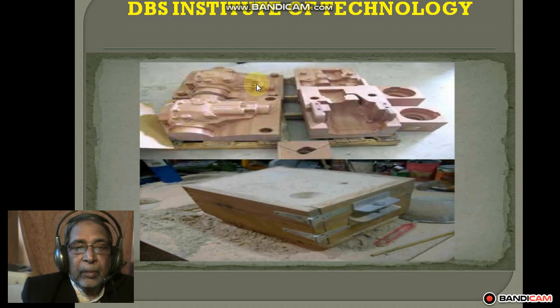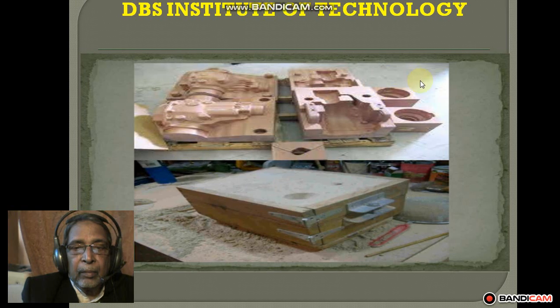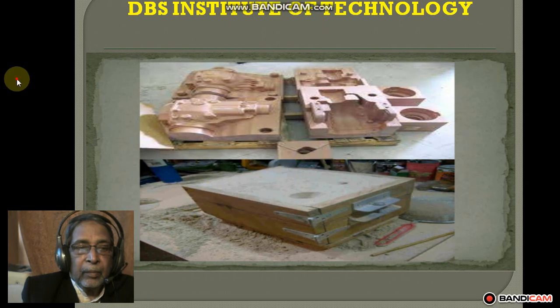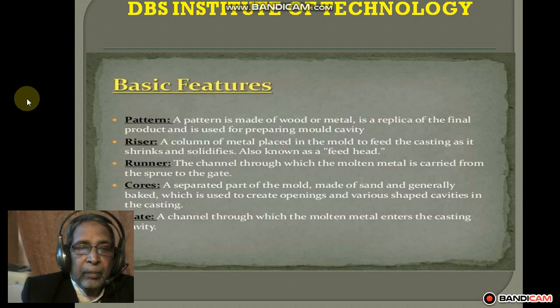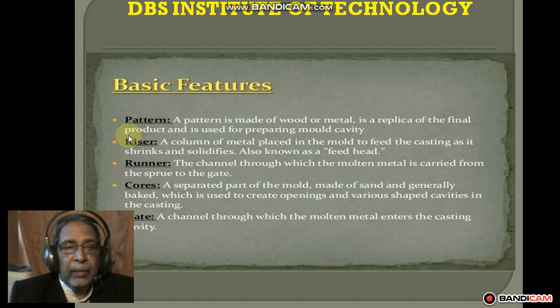These are the different casting molds which you are seeing here. What basic features do you need to make castings? We need pattern, riser, runner, core, gate. Pattern: a pattern, made of wood or metal, is a replica of the final product and is used for preparing the mold cavity.